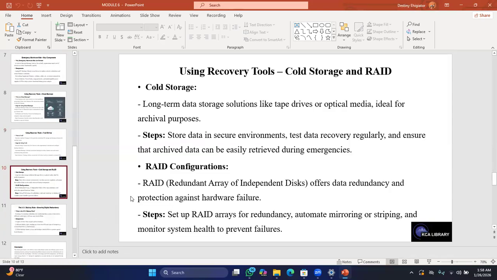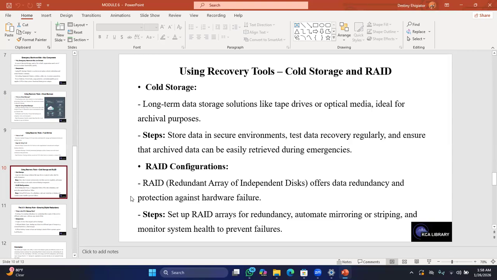Now let's look at using recovery tools, cold storage and RAID. Now, what's cold storage? This is a long-term data storage solution like tape drives or optical media, ideal for archival. We want to archive information that you no longer need. This is the best option to use, cold storage. Now, what are the steps? You store data in a secure environment, test data recovery regularly, and ensure that archived data can easily be retrieved during emergencies.